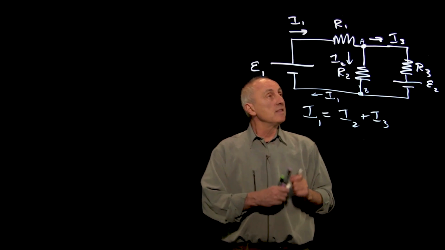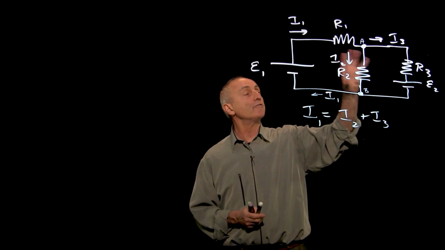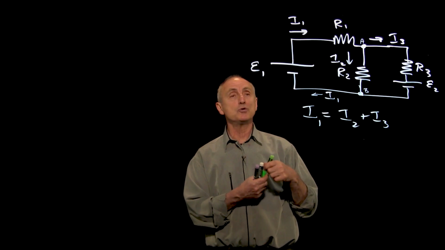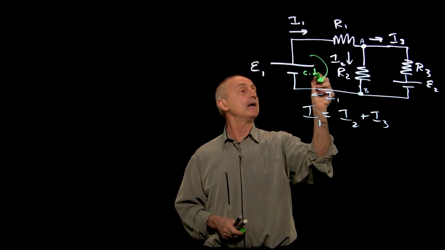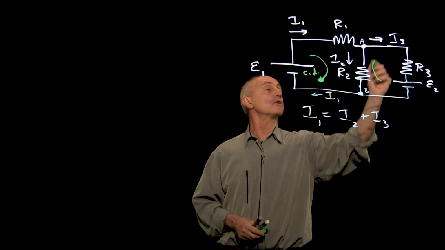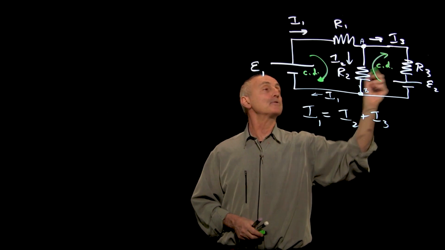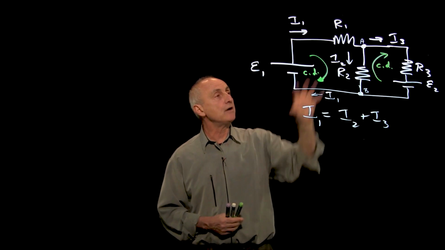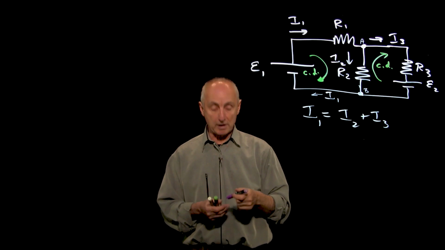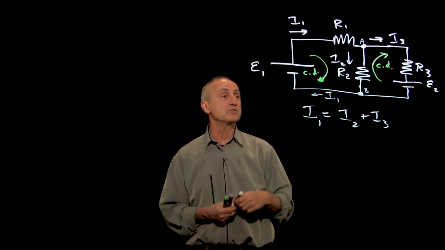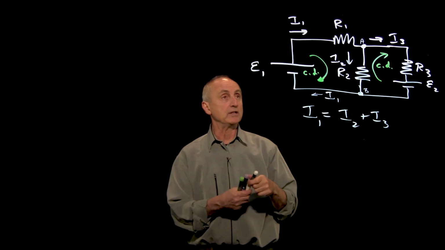Now, the next thing we want to do is look at the loops. So let's choose some circulation directions. We have a circulation direction here, and I'm intentionally going to choose a circulation direction the opposite way there. And I have two loops. And so I want to use Kirchhoff's law, that the sum of the voltages around a loop is 0. So we start to write them out.